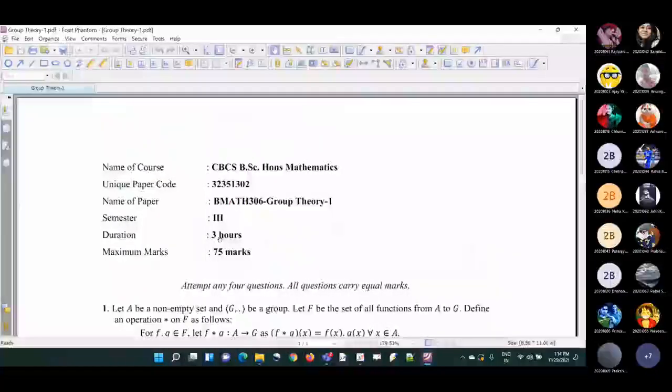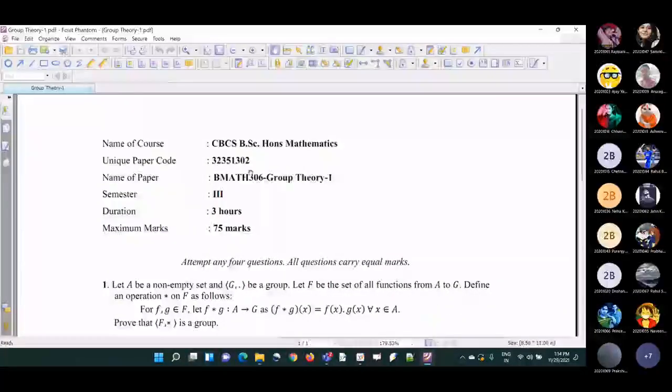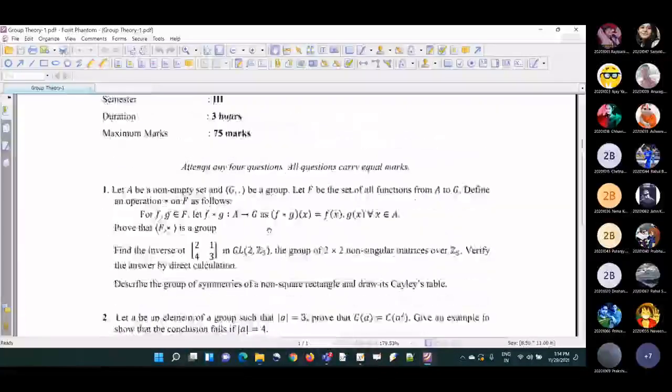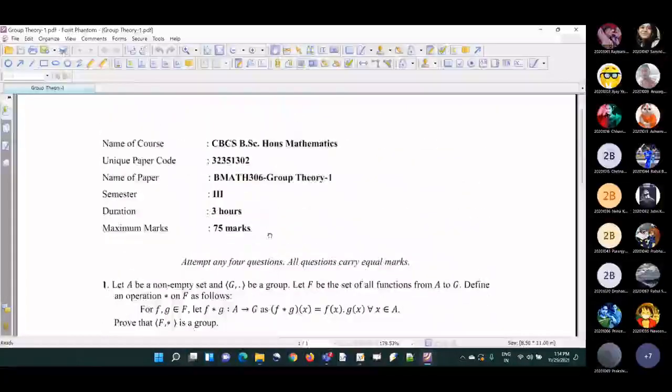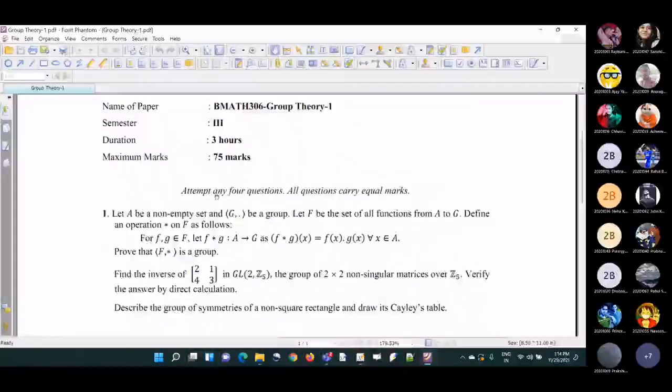So this is a question paper, and you will be given 3 hours time and 75 marks, maximum marks. Okay, this is the unique paper code. Instructions, there is not so much instructions here, but only one single line that you have to attempt 4 questions, and all questions carry equal marks.